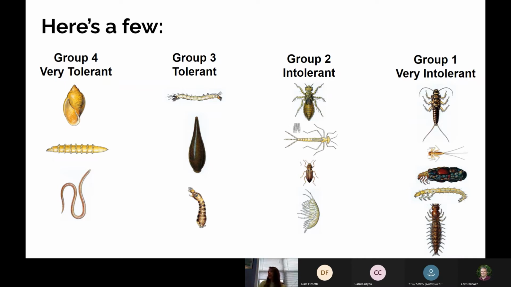And then the caddisfly, so I mentioned that it builds this cocoon around it. That's something that it does with kind of a sticky glue that it produces. And depending on the bottom of the stream where it's living, it might be made up of pieces of sand and gravel, or if it's more of a wooded area, it might be made of sticks and pine needles. So they kind of just use whatever they have around them.